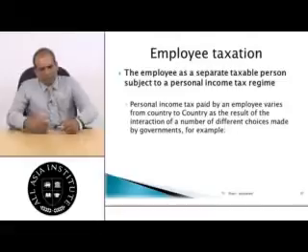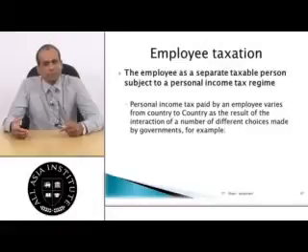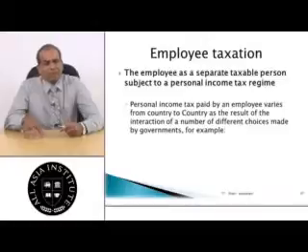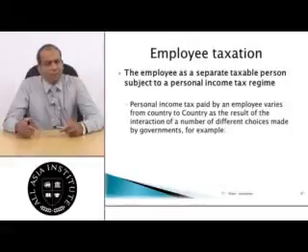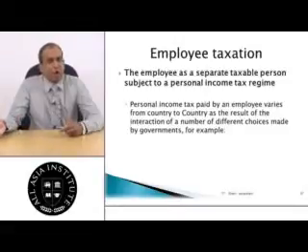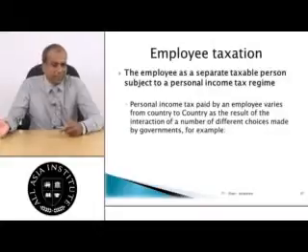See, from a government's point of view, when people are employed, they earn their salary or their wage. So the government can say, look, we are going to charge tax based on your income. Now, employees are a separate taxable person where they can be subjected to income tax or employment tax, depending on how each employee is to be paid.